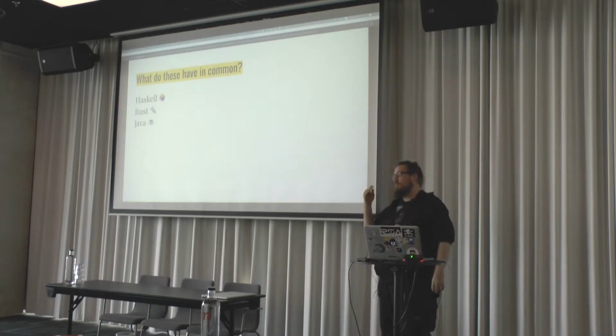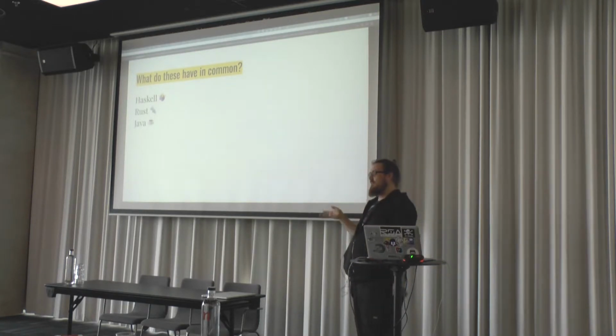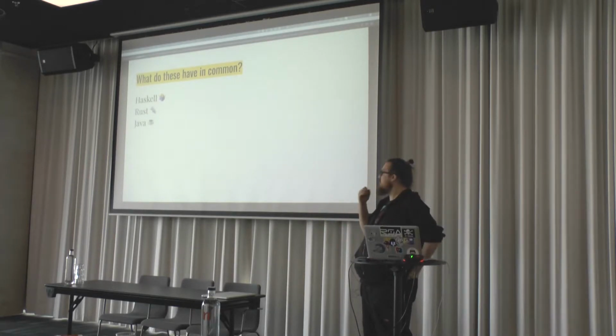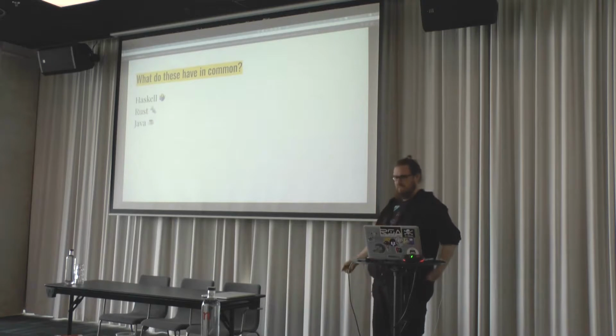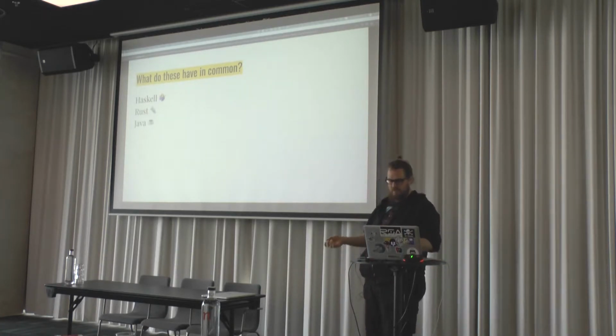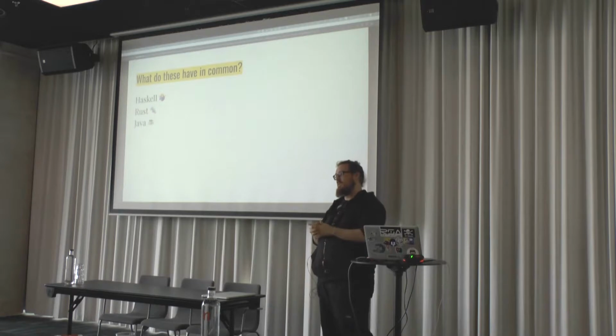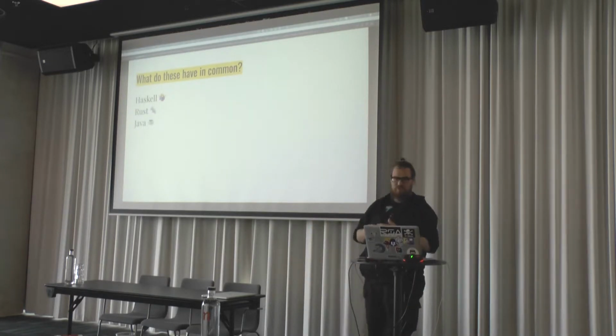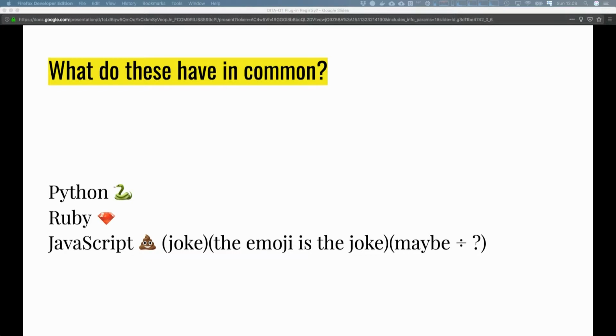So, what do these things have in common? In programming, you probably recognize these words: Haskell, Rust, and Java. One possible answer is that they are programming languages, and they are strongly typed, statically typed programming languages. So, what do these things have in common? One answer again is that they are programming languages which are dynamically typed.